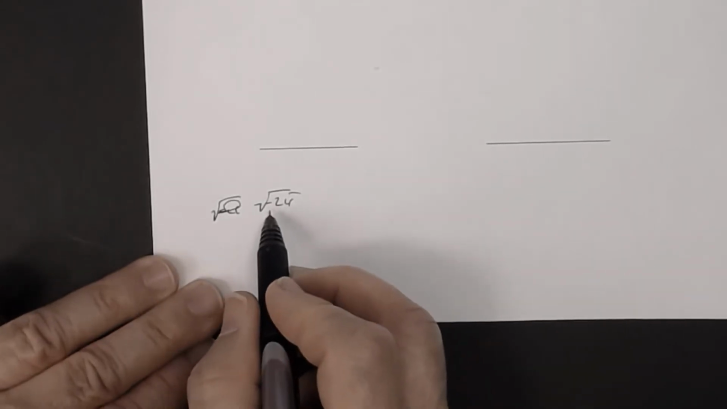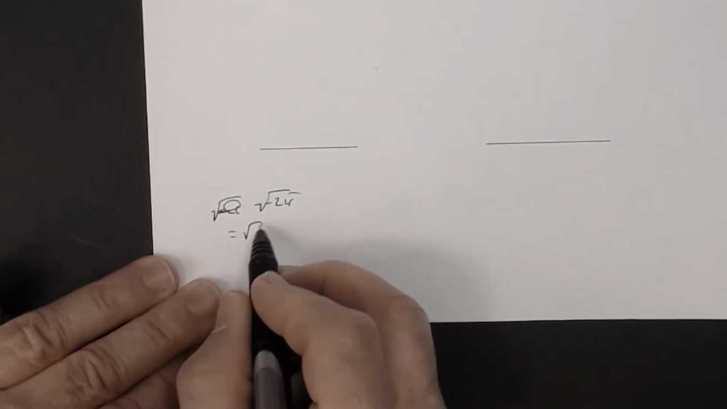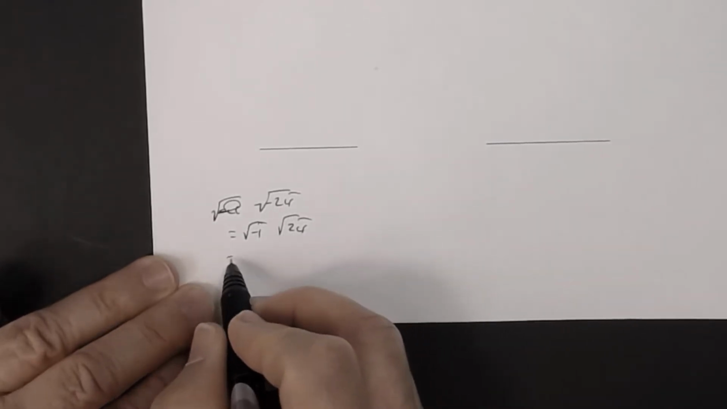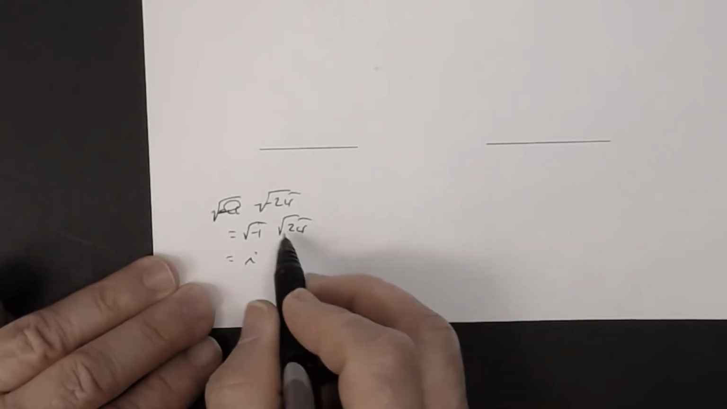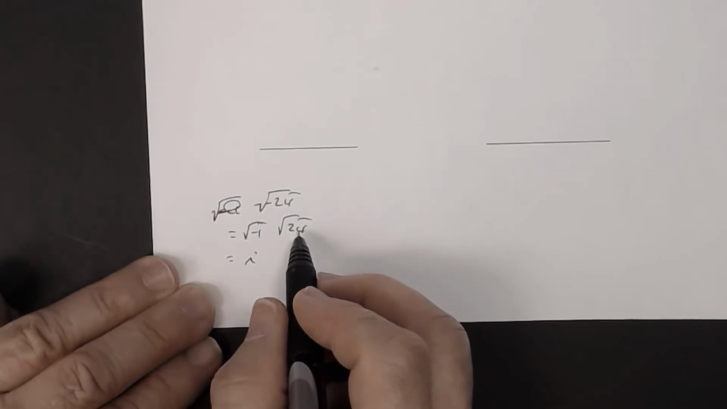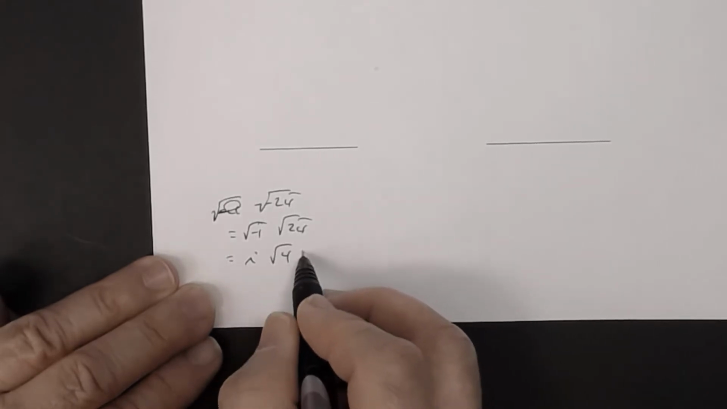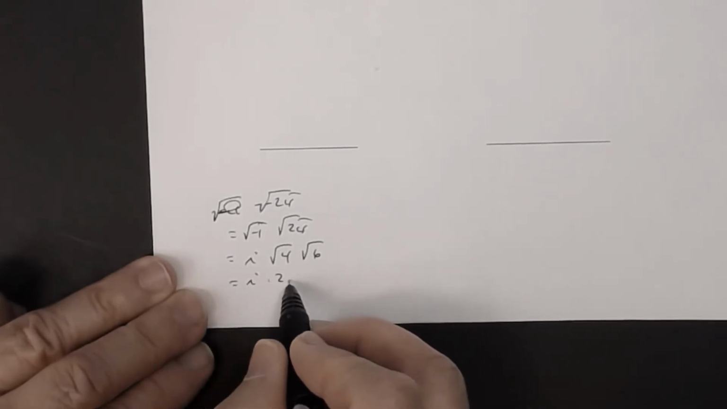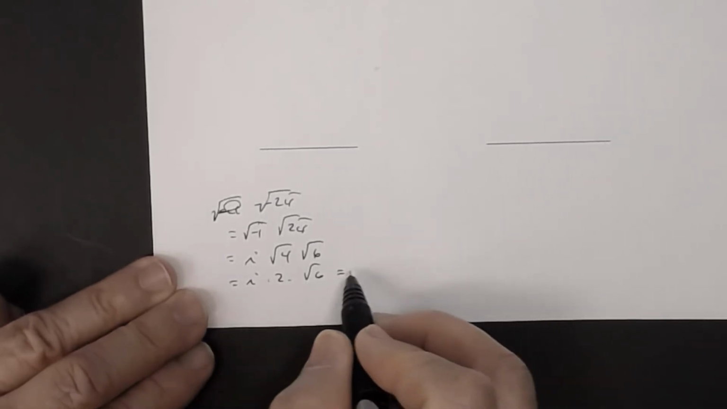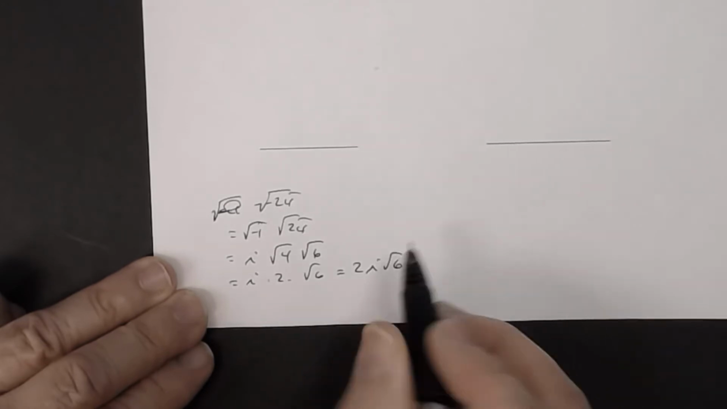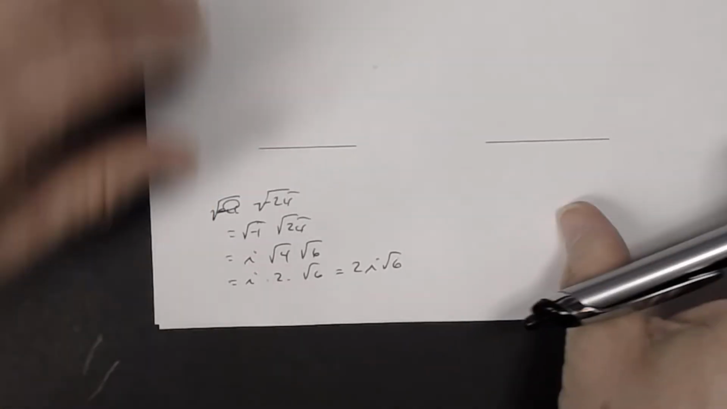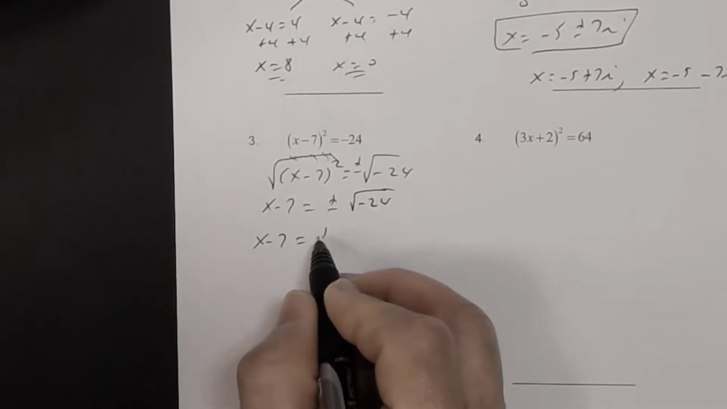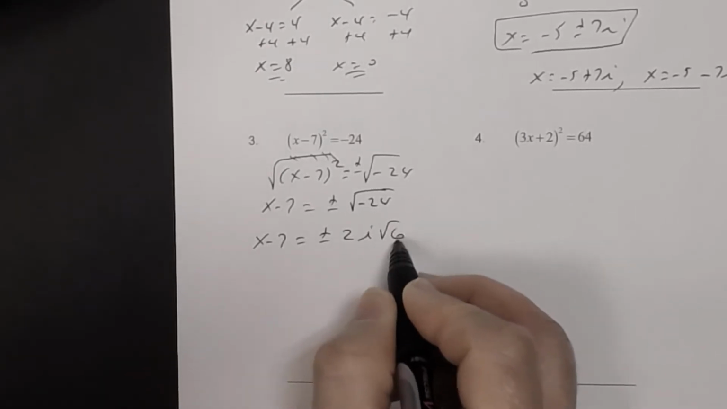All right, so we know the square root of a negative 24 means the square root of a negative 1 times the square root of 24. I know that the square root of a negative 1 is i. And I know that I can simplify the square root of 24 because 4 goes into 24. So it'll be the square root of 4 times the square root of 6. Square root of 4 is 2. So you get i times 2 square root of 6. So that's 2i square root of 6. So that goes here. So it's x minus 7 equals plus or minus 2i square root of 6.